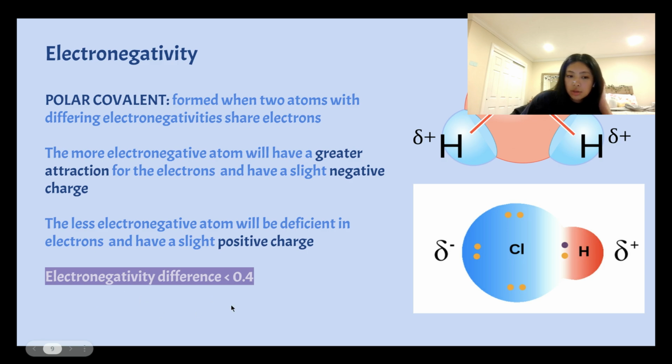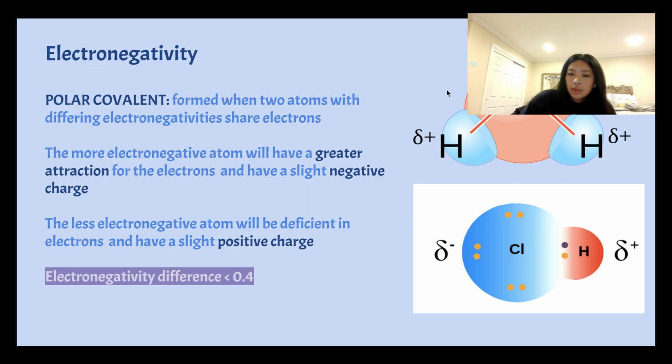So this thing right here is wrong. Please ignore this. It should say that the electronegativity difference is between 0.4 and 1.67. So yeah, if you find the electronegativity difference to be between 0.4 and 1.67, then it is a polar covalent bond. So let's look at this.